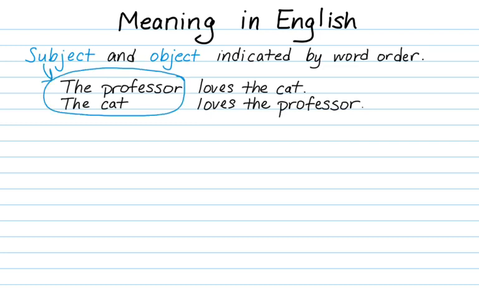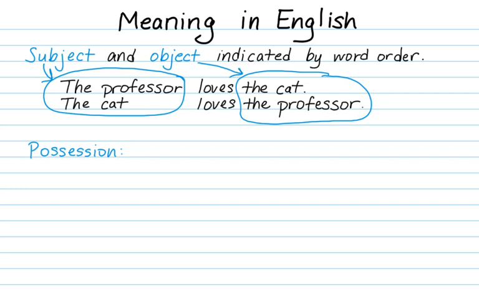The noun before the verb is the subject. In the first sentence, the professor is the subject, the professor loves, and in the second sentence, the cat is the subject, the cat loves. The object receives the action of the verb, and in English, it occurs after the verb.